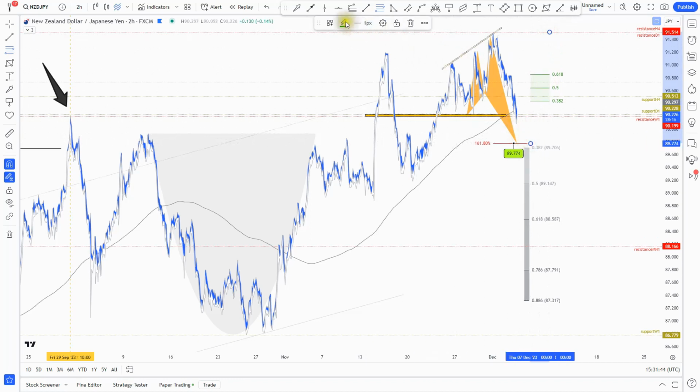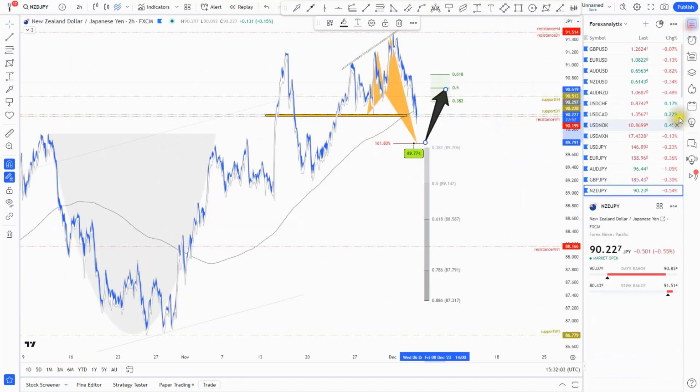So the same expectation will start to emerge if the pattern completes: 38% Fibonacci retracement, 50% Fibonacci retracement. Those are the default target zones, basically the 50% Fibonacci level for the bullish shark pattern projected at 89.77.